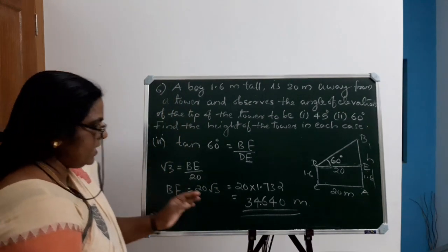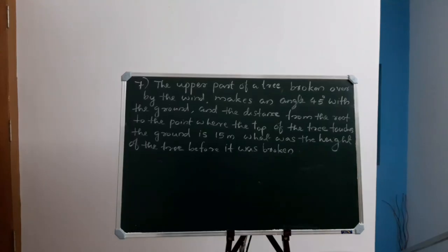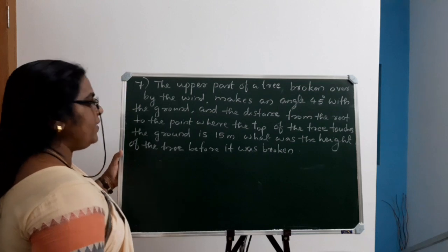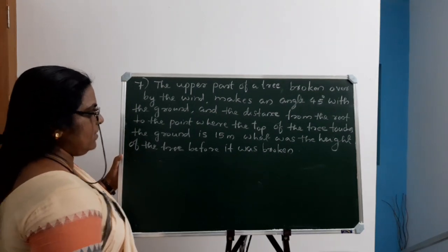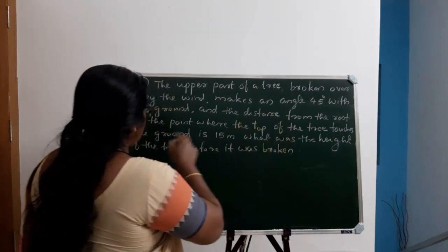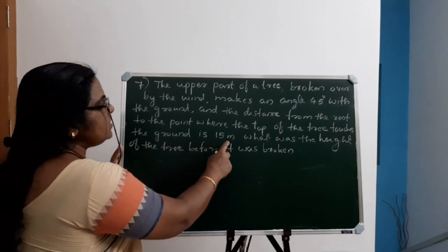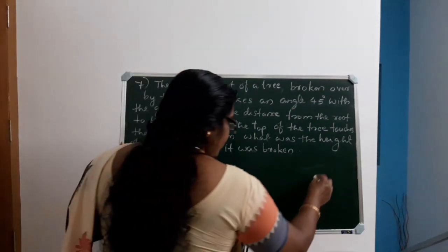Yes, the next question. So question number 7. The upper part of a tree broken over by the wind makes an angle 45 degree with the ground, and the distance from the root to the point where the top of the tree touches the ground is 15 meter. What was the height of the tree before it was broken?